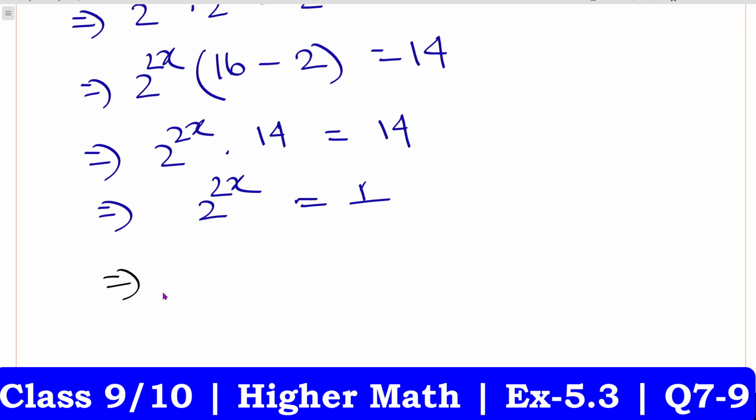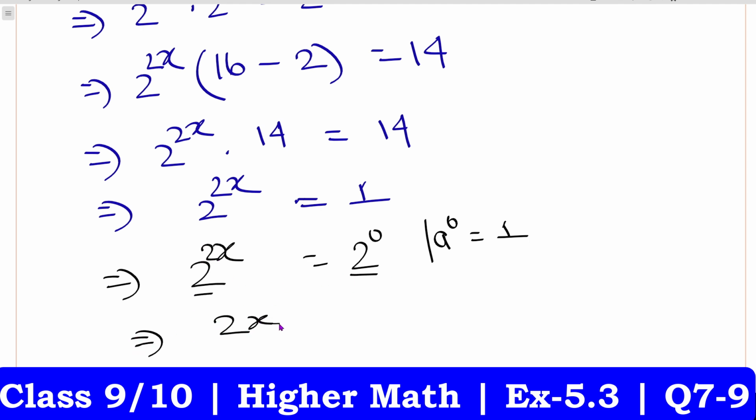We can write 2 to the power x, and against 1 we can write 2 to the power 0, because we know a to the power 0 equals 1. Now the bases are the same, so we can write 2x equals 0.